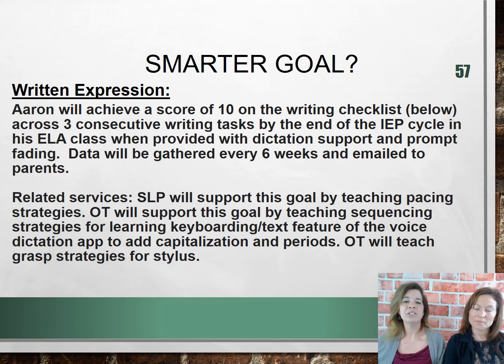So we changed this to: Aaron will achieve a score of 10 on the writing checklist across 3 consecutive writing tasks by the end of the IEP cycle in his ELA class when provided with dictation support and prompt fading. Data will be gathered every 6 weeks and emailed to parents.